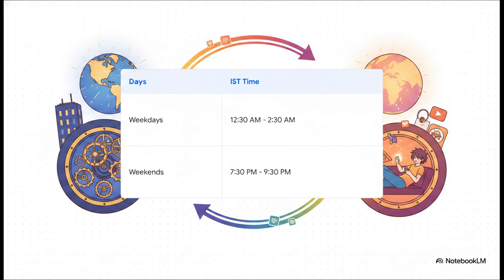But check out the weekends. You actually want to post way earlier, between 7:30 p.m. and 9:30 p.m. IST. And why is that? Well, on weekends, the US audience is home relaxing, browsing their phones way earlier in the day instead of being stuck at a desk working. Hitting these exact windows is absolutely crucial for getting that initial traction.